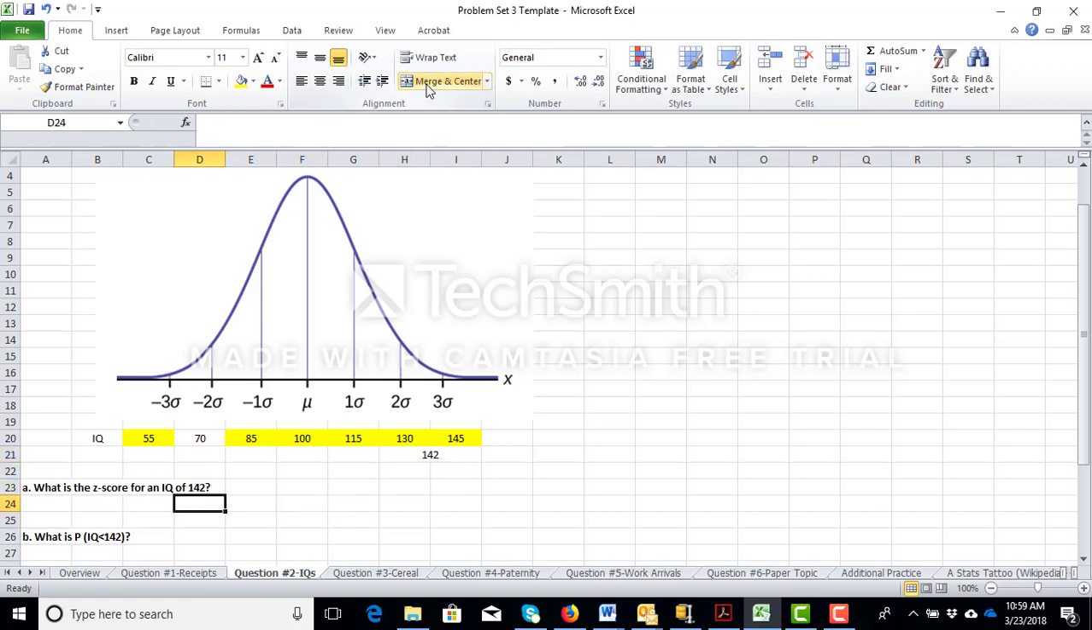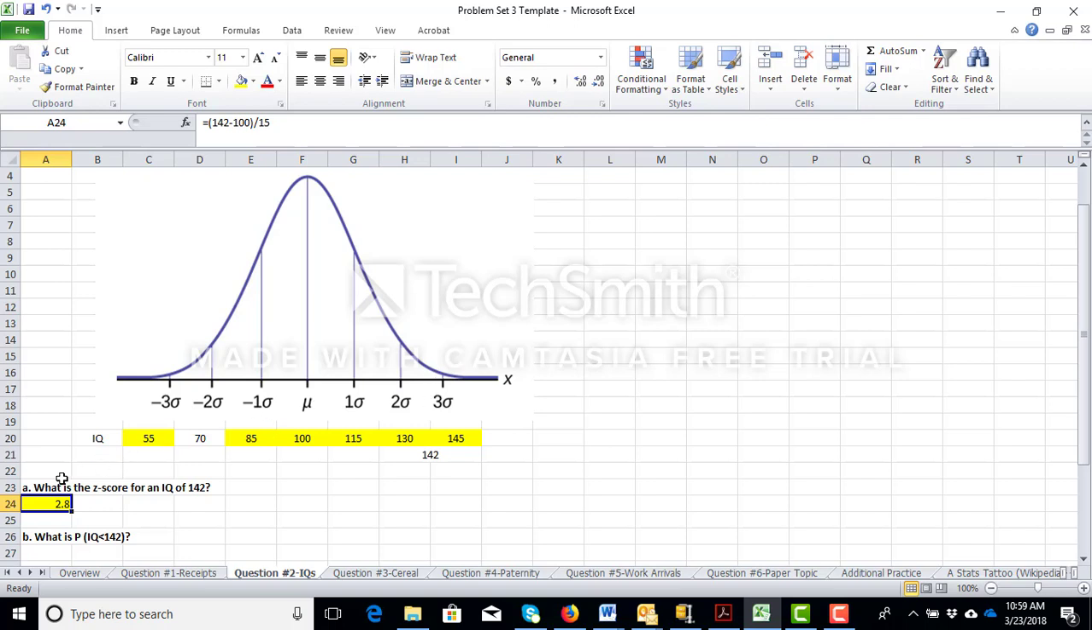Well, remember the formula, or remember the approach, which is z equals, we take the IQ score, 142, minus the average, divided by the standard deviation. In this case, it's 15. So we get a z-score of 2.8. That is, the person with this IQ is going to be somewhere around here on the graph. 2.8 standard deviations above the mean. 142 minus 100 divided by 15.